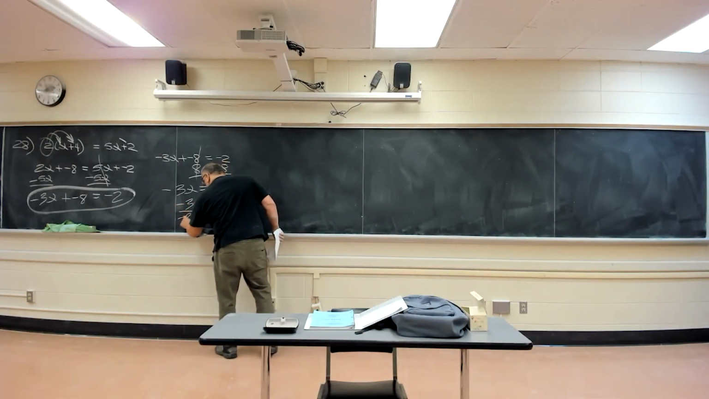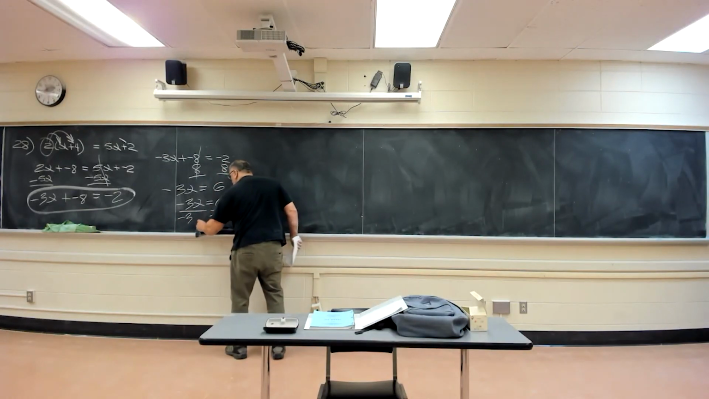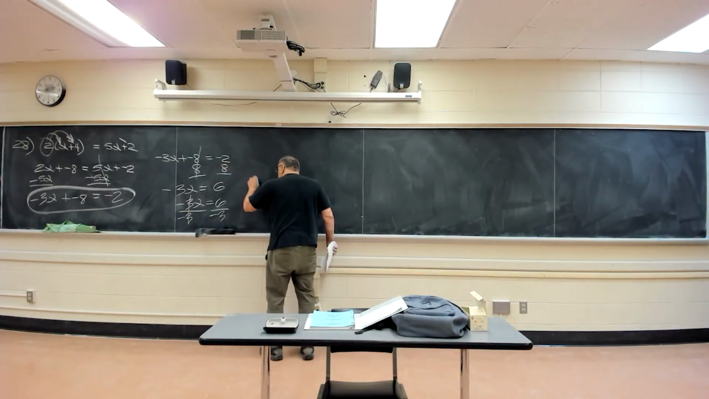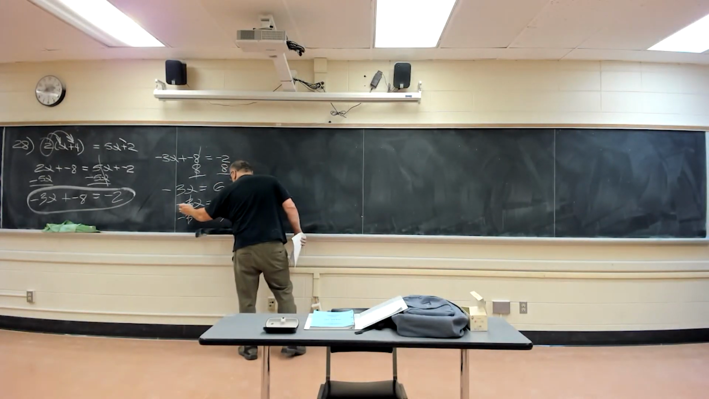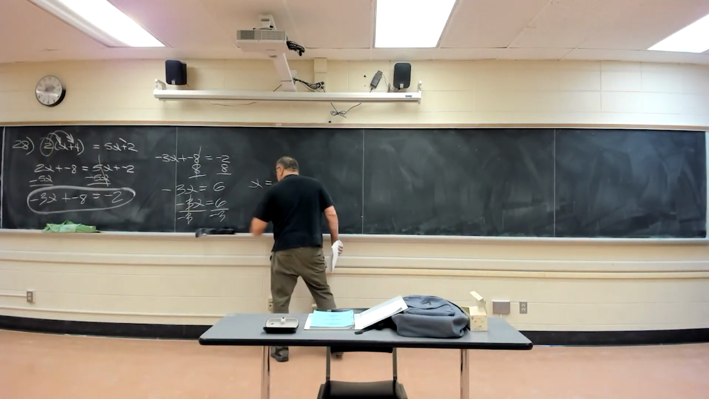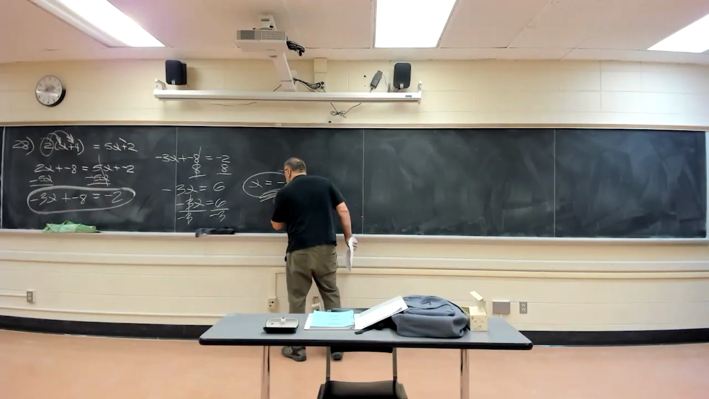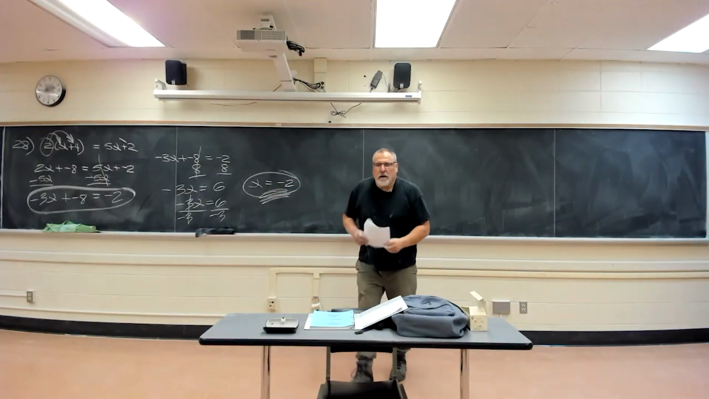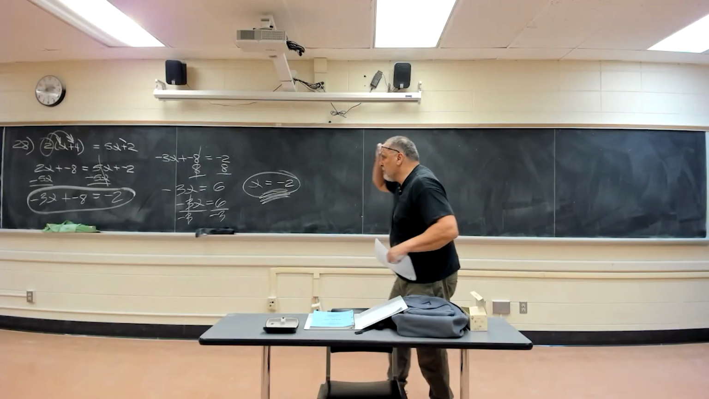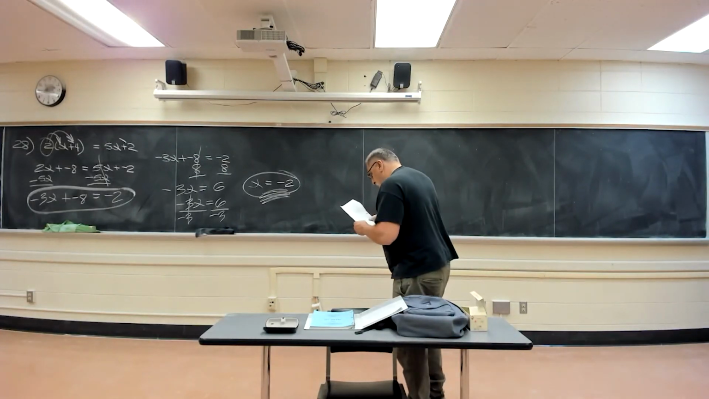Divide by negative 3 on each side. You know where we're going. You always divide by the exact same number in front of the letter. If it's a negative, you divide by a negative. If it's positive, you divide by a positive. 6 divided by negative 3. And there you go. It's 28.